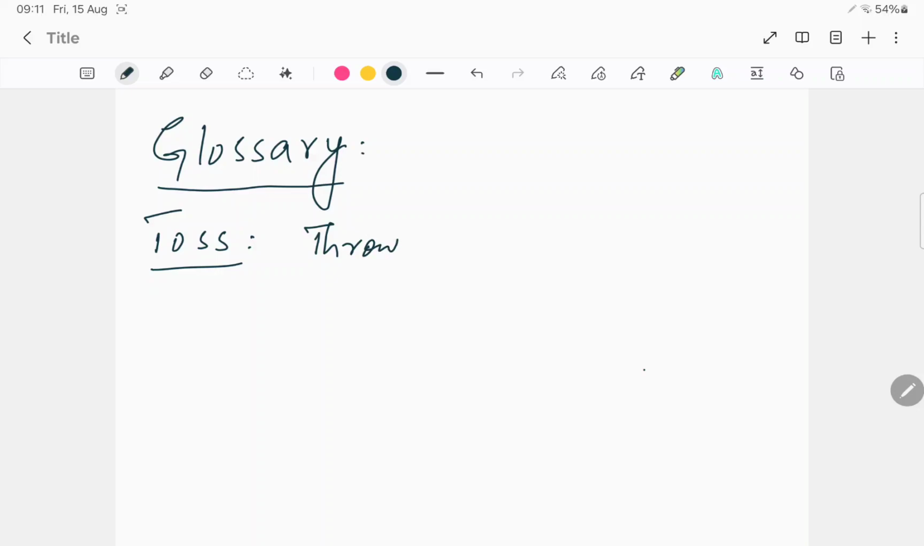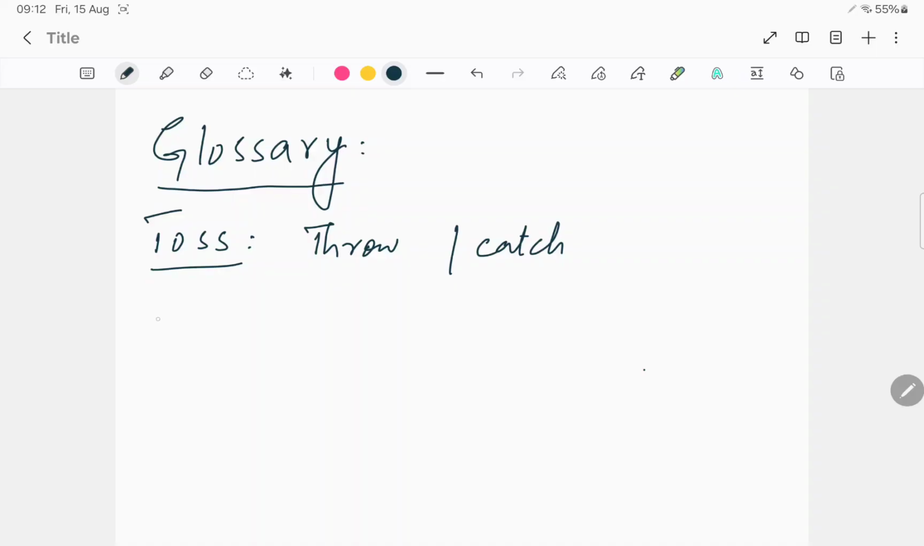Normally, you must have heard this word in games, like the toss of the coin. That means deciding which team is going to go first, and that's it. So it means throw, and the opposite or antonym that we can have is to catch. So throw is the synonym, meaning the same, and catch is the word opposite to throw. Like we can say, he tossed the ball to his friend. So that is how we can use it in a sentence as well.